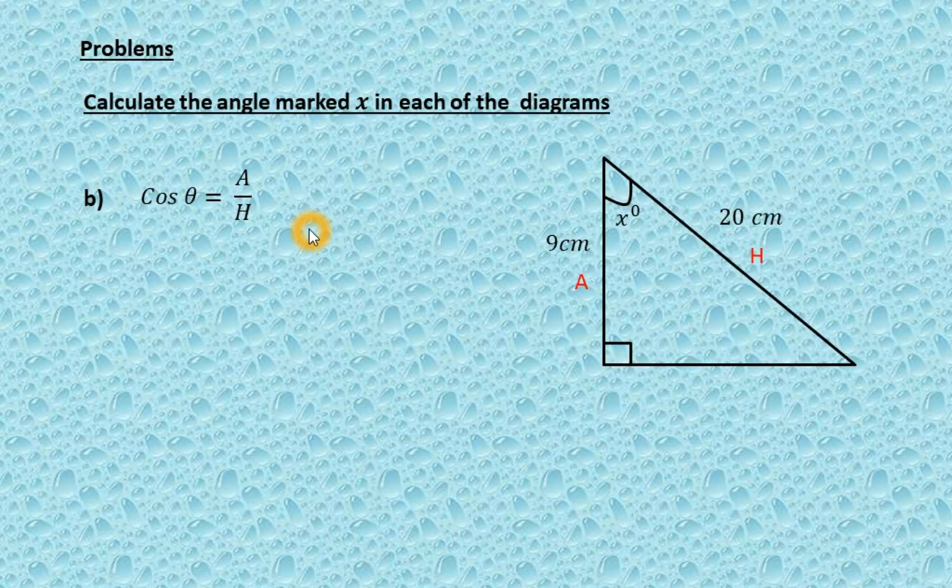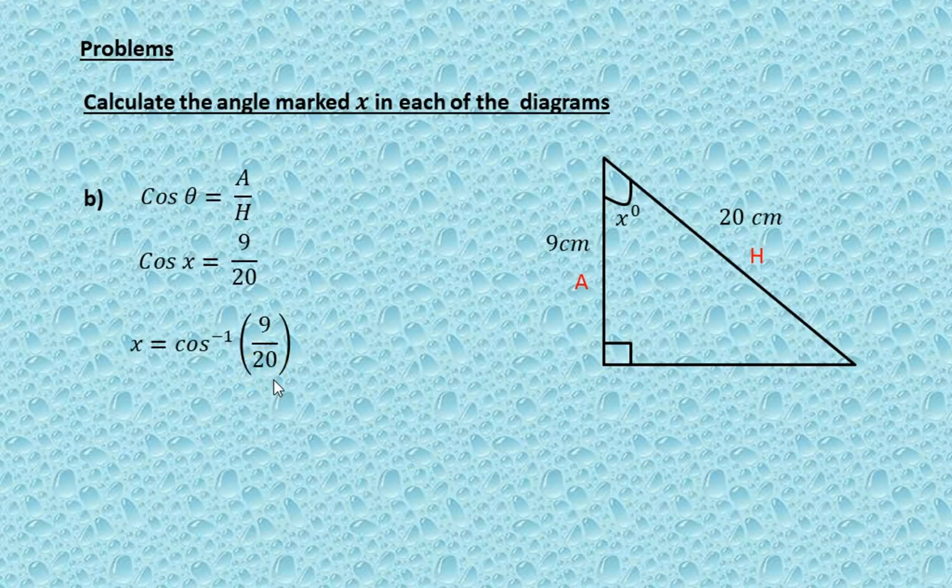Then in this case, what is the adjacent side? 9. What is the hypotenuse? It is 20. That means we can write it like this: cos x is equal to 9 by 20. Then take this cos to the other side, then take the opposite. The opposite of cos is cos inverse. That is, x is equal to cos inverse 9 by 20.